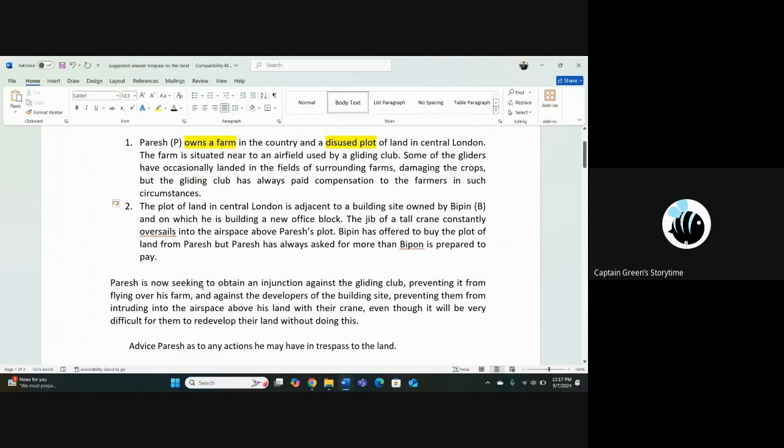Now, Paresh is seeking to obtain an injunction, which we studied is a remedy, against the gliding club, preventing it from flying over his farm, and against the developer of the building site, preventing them from intruding into airspace above his land, even though it will be very difficult for them to redevelop the land without doing this. Advise Paresh on any actions he may have in trespass to land.